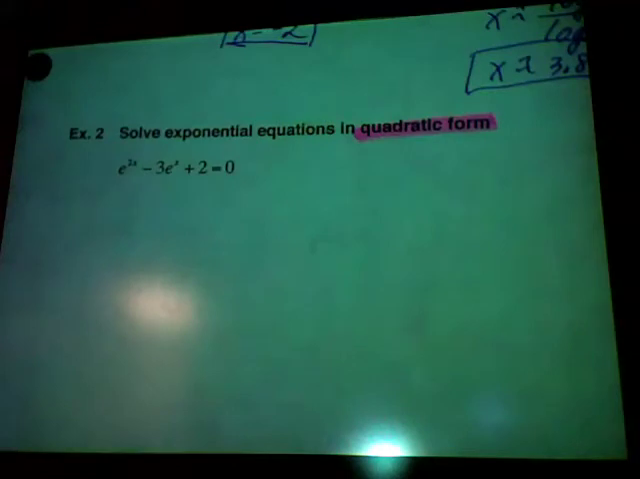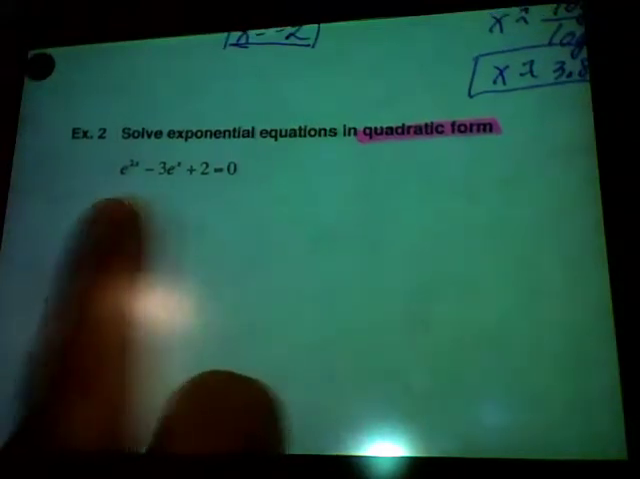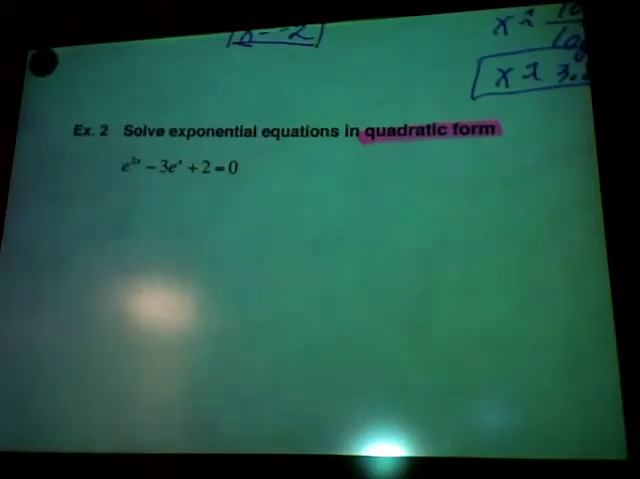Ax squared plus bx plus c, right? It's the graph of a parabola, isn't it? Its highest degree term is 2. But we have e's involved here, don't we?